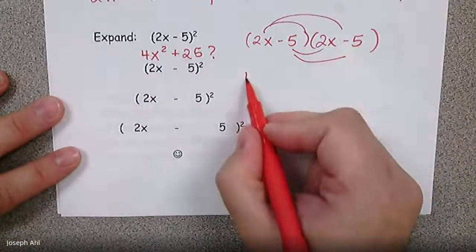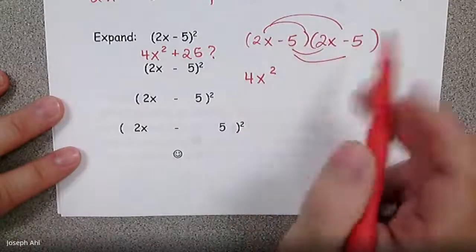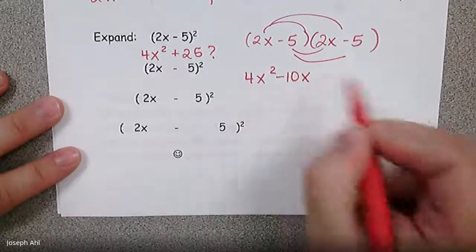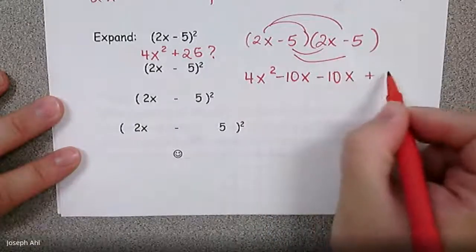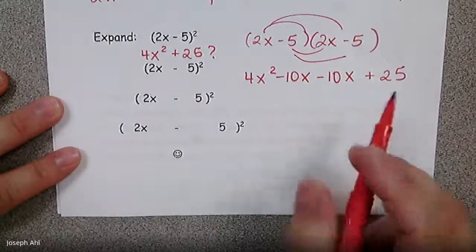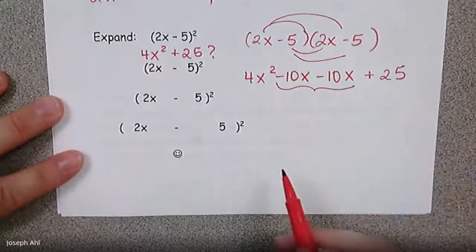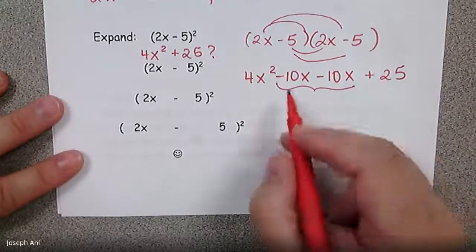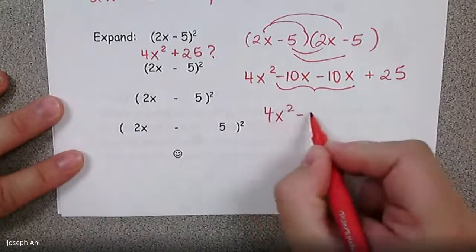And 2x times 2x is the 4x squared. The outside is negative 10x. The inside is negative 10x. And then the last is plus 25. But notice how these middle terms don't cancel out. Negative 10x minus another 10x gives you minus 20x in the middle.